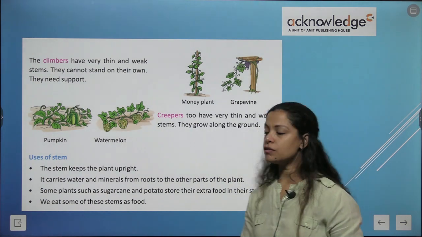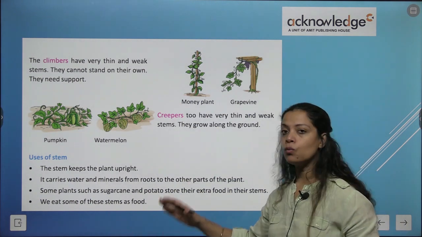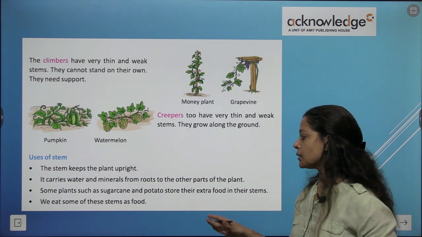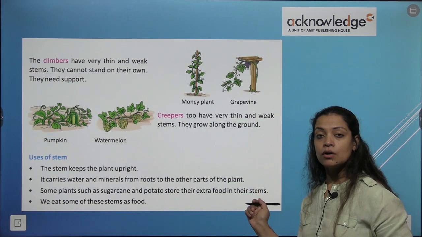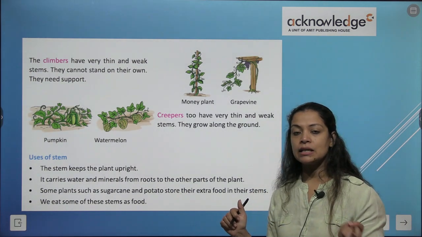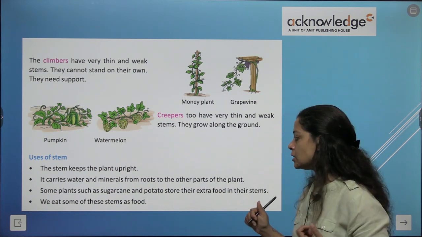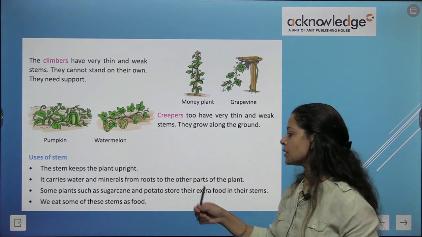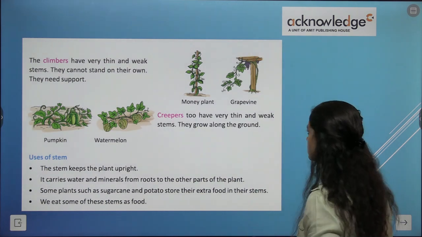Now what are the uses of stem? The stem keeps the plant upright. It carries water and minerals from the roots to other parts of the plant. Some plants such as sugarcane and potato, they store their extra food in their stem. तो हम अगर एग्जाम क्वेश्चन आता है कि which part of the stem do we eat? So we eat sugarcane and potato. वो क्या खाते हैं? हम stem खाते हैं. We eat some of these stems as food like sugarcane and potato.